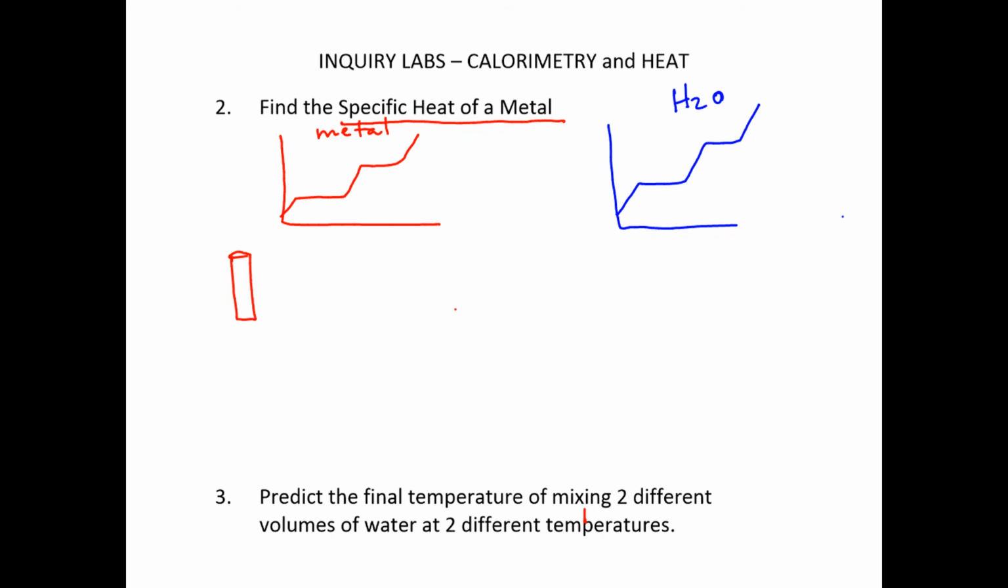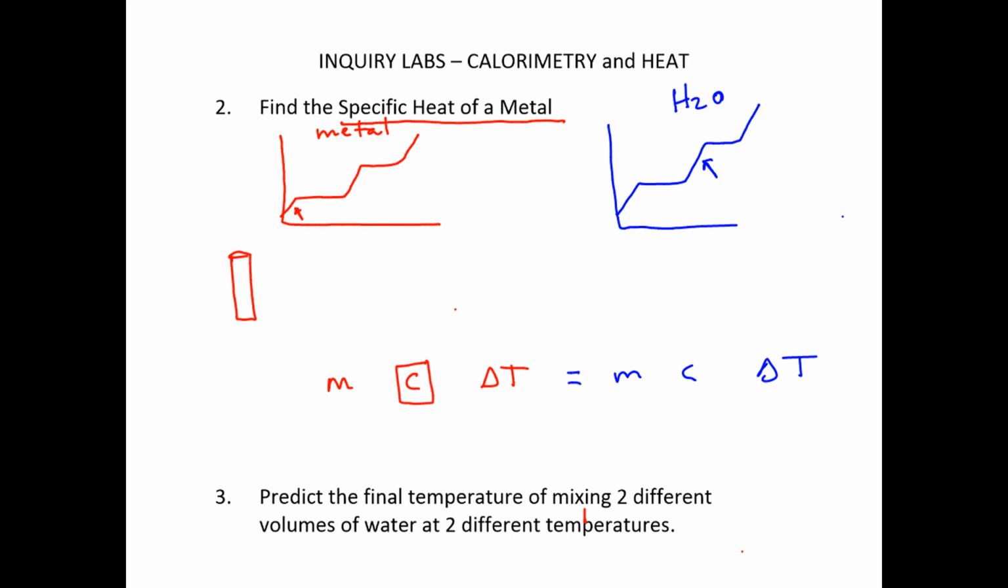And the whole point of this lab is to do the following. Calculation-wise, you're going to say the mass times C times delta T of the metal, because you're in zone 1 for the metal, is going to equal zone 3 for the water, because it's in the liquid state, the MC delta T of water. Okay, and the whole point of this lab is to find this.